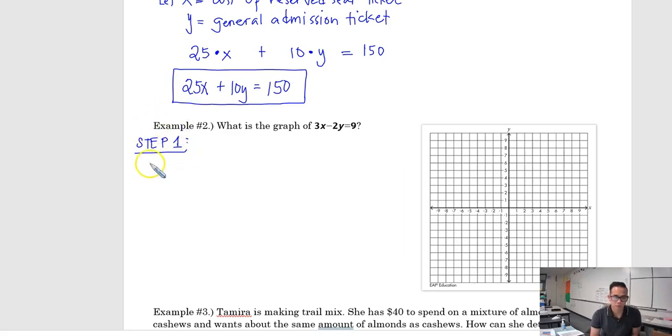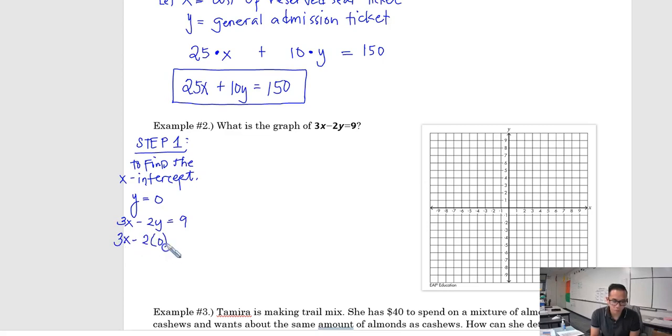Step 1: to find the x-intercept, we let y be equal to 0. So we are looking for the value of x here. You have the equation 3x minus 2y is equal to 9. And we said that we let y be 0, right? So you just plug in 0 to your y.